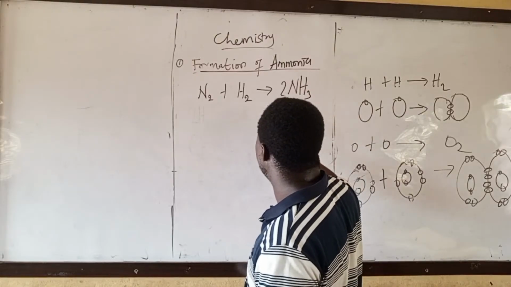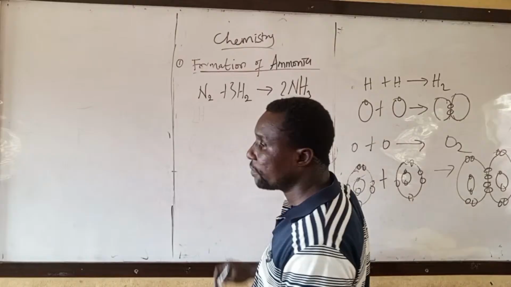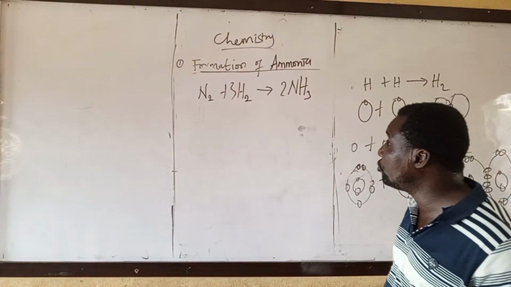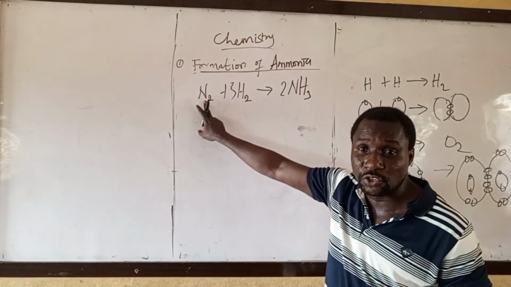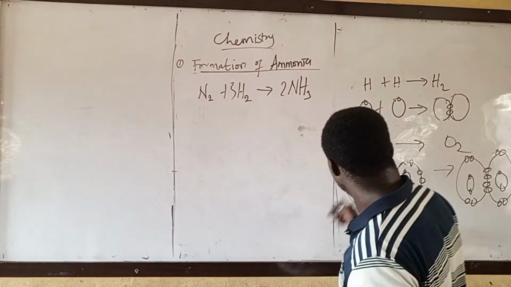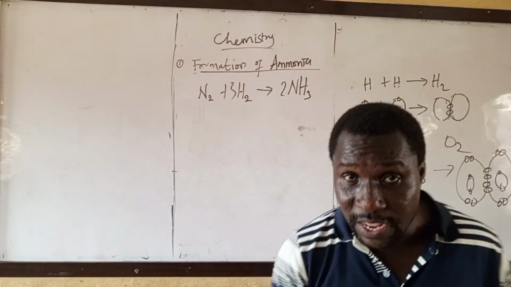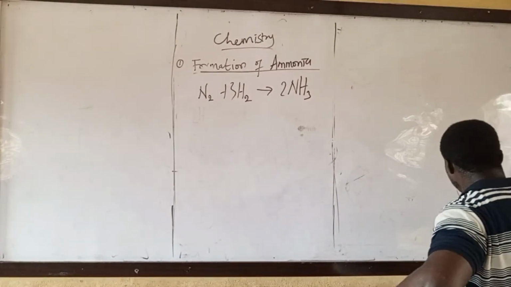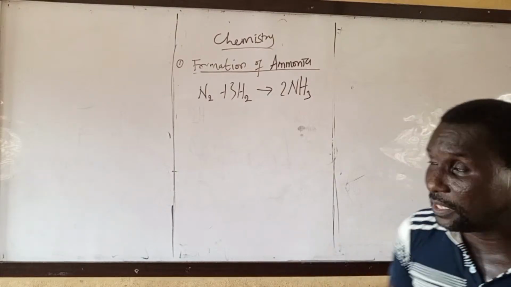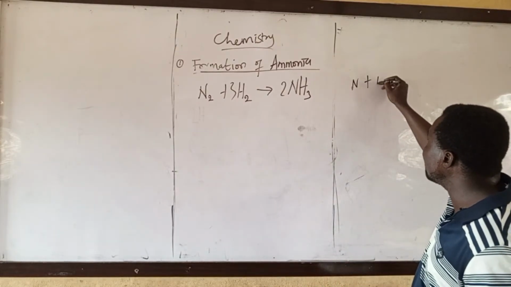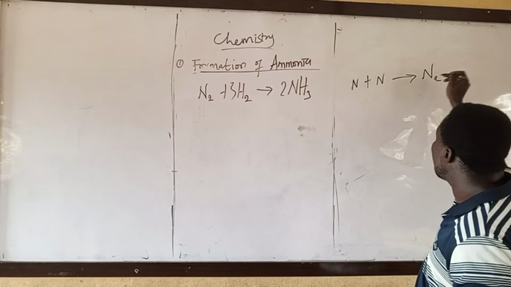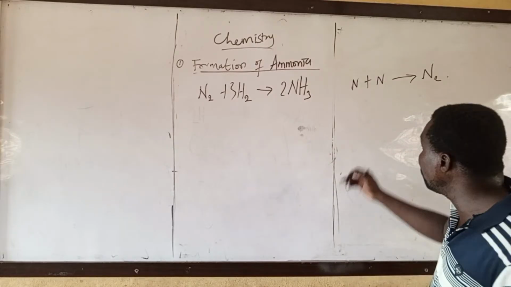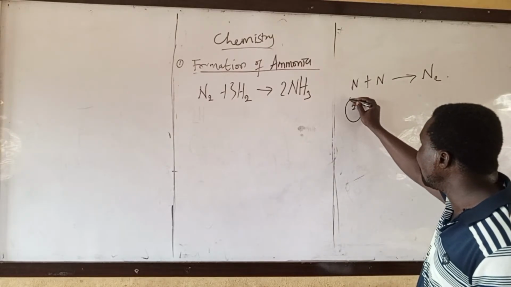Balance the equation: put 2 here, put 3 here. Listen, class. I've given you the structure of nitrogen before, but let me quickly explain. Once you understand ammonia, we just go to other things. Look at this, please. Nitrogen plus nitrogen gives nitrogen gas. The atomic number of nitrogen is 7. That means if you draw the structure, 2, you have 5.